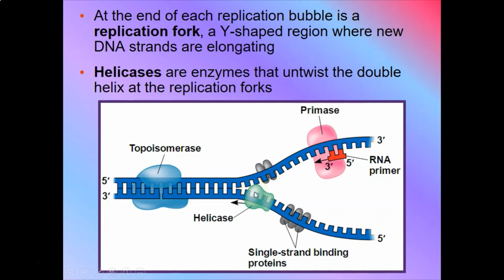Okay, so there's lots and lots of enzymes here. At the end of each replication bubble is a replication fork. So we call this area here the replication fork. Now, what's happening here is lots of things, actually. I'm just going to go over what some of these enzymes do.